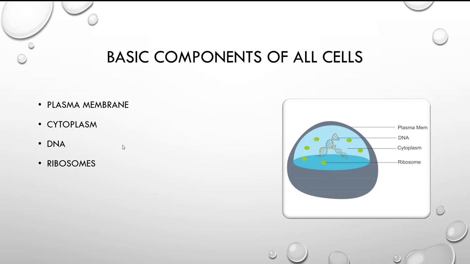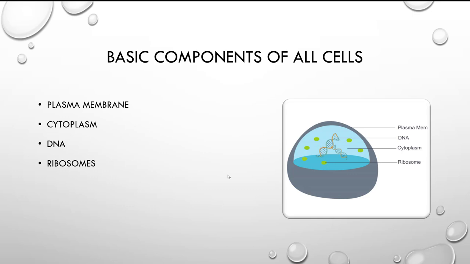All cells contain cytoplasm. Cytoplasm is that jelly-like substance inside the cell, which is what everything is suspended within. All cells contain DNA. DNA is that genetic information, which we use to pass on to our offspring, so that when our cells divide, we can create the exact same copy.